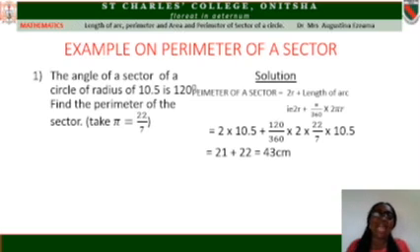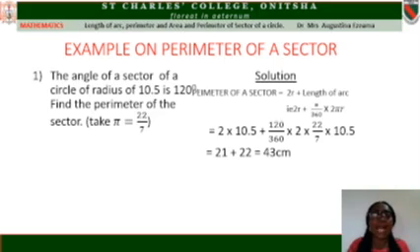We go over the example on perimeter of a sector. Perimeter of a sector is the distance round a sector. Remember, for the distance round, you run along the first radius, the second radius, then the arc. The example here says the angle of a sector of a circle of radius 10.5 is 120 degrees.